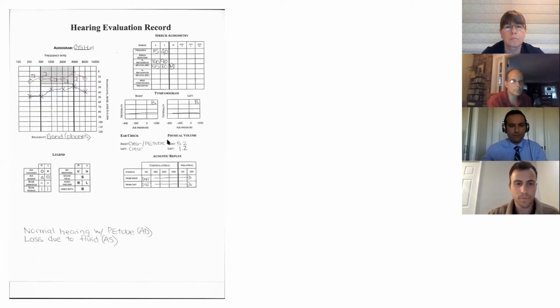Now, we can figure that out. Is it a hole or is it fluid? By looking at the physical volume, the ear canal volume. The ear canal volume is going to be a measure of either just the ear canal from the probe to the eardrum, or, if there's a hole or a tube, it's going to give you the ear canal plus the middle ear or beyond. So remember, normal is about 1.2, 2 ml, and this is milliliters. But look what's going on the right.